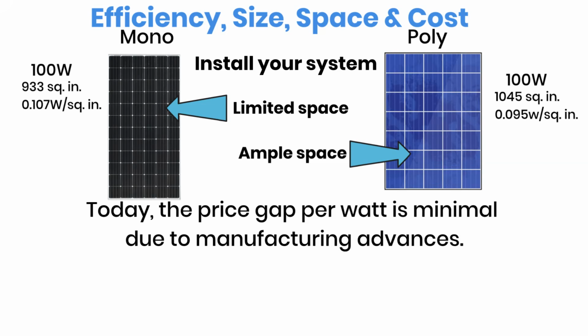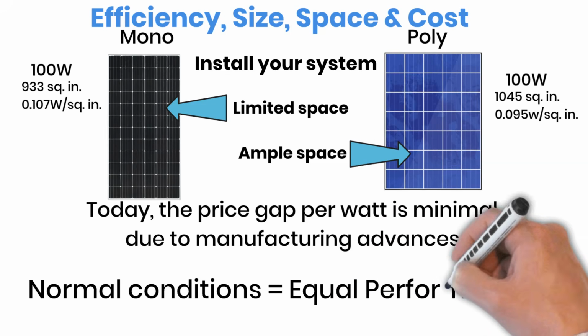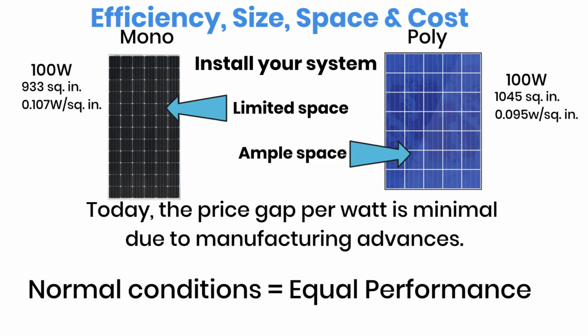As for durability and lifespan, both types are very similar. Modern mono and poly panels typically offer comparable performance in normal conditions, including partial shading. There is no dramatic durability advantage of one over the other in standard use cases.